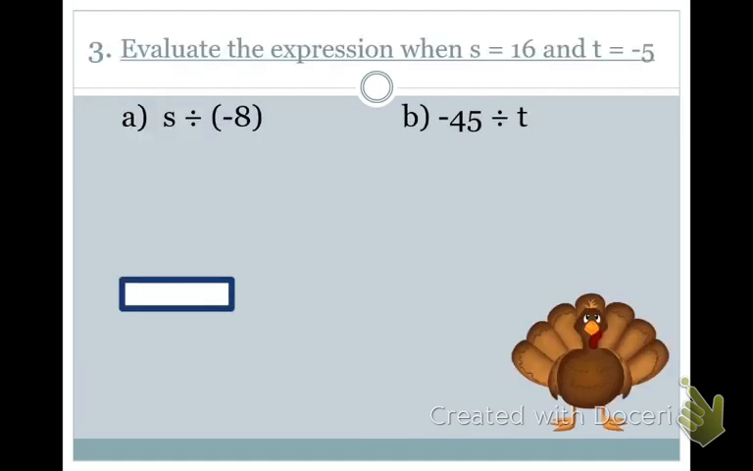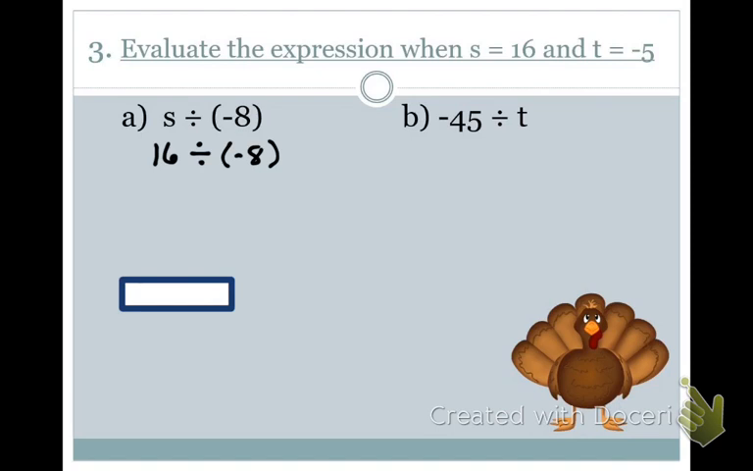Number 3 says, evaluate the expression when s equals 16 and t equals negative 5. Remember, these are the ones like we did plug it in, plug it in. So all you're doing, instead of having an s, we're going to replace the s with a what, guys? 16. A 16. So directly underneath it, I want you to show me what you've plugged in. 16 divided by negative 8.